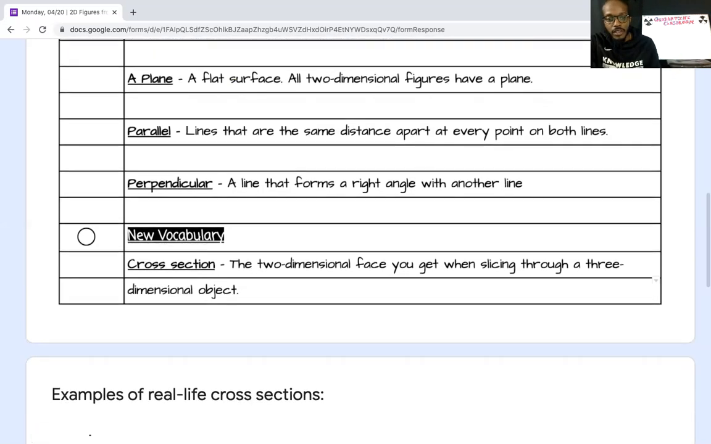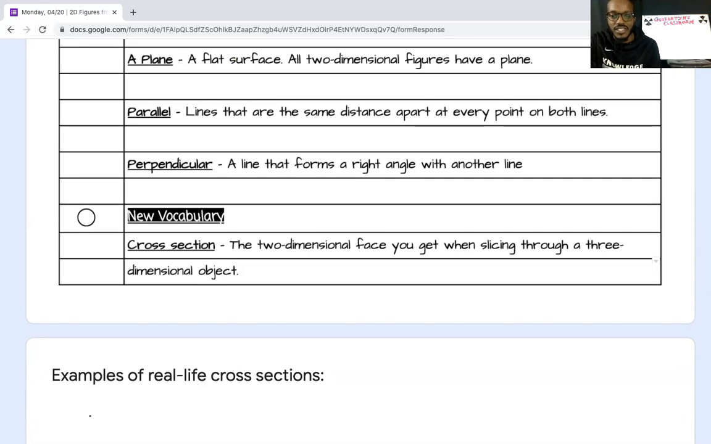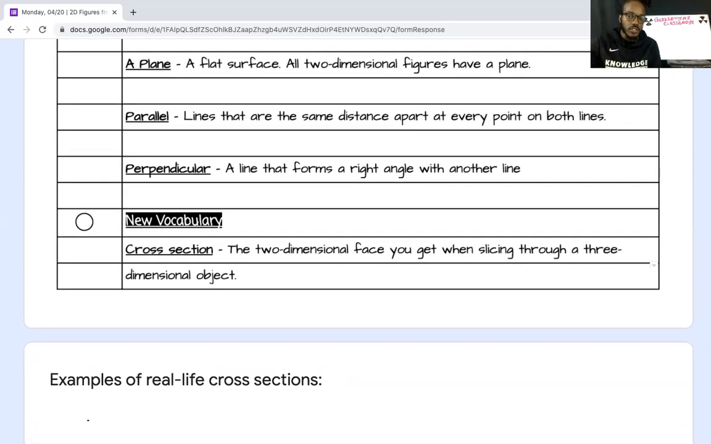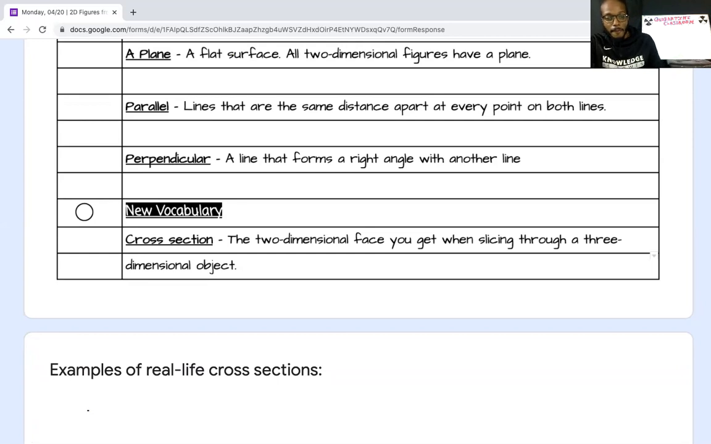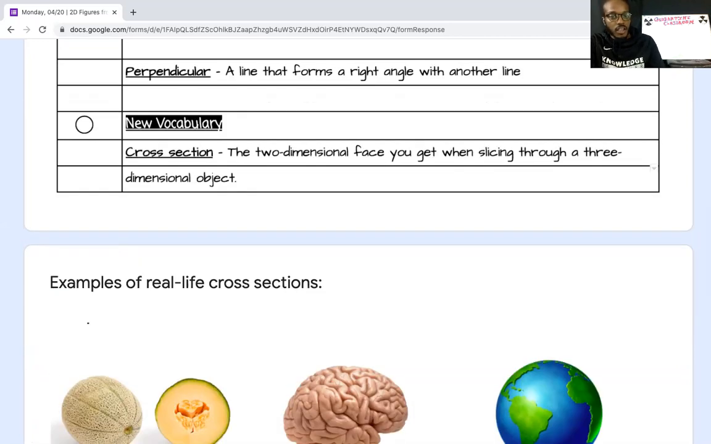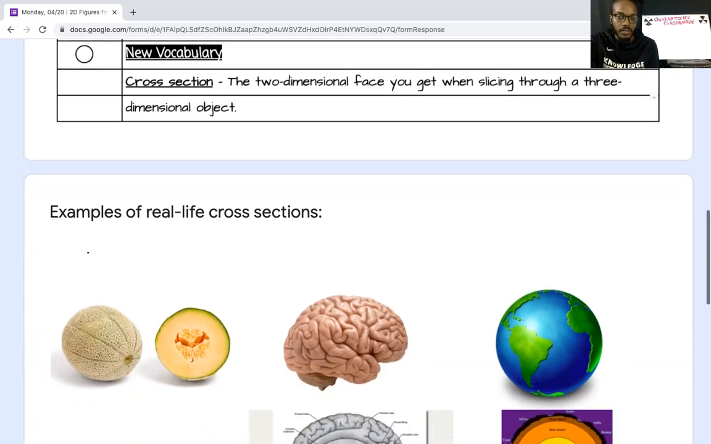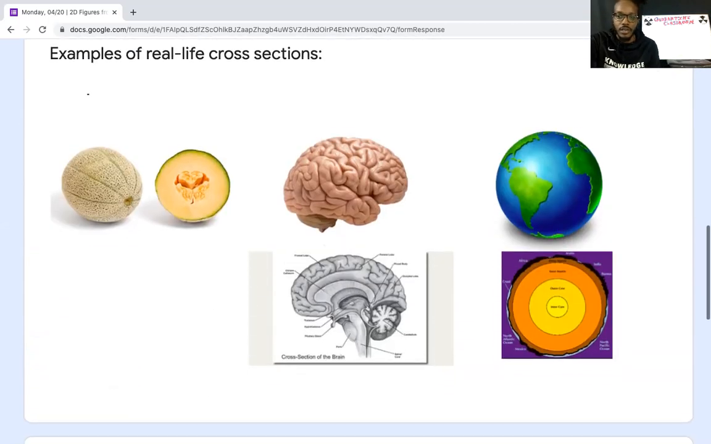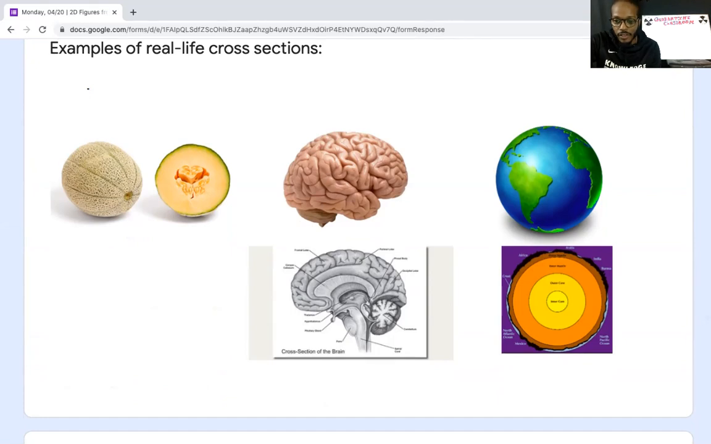The new vocabulary that we need to be familiar with is cross-section, and that is the two-dimensional face you get when you're slicing through a three-dimensional object. Cross-sections could be a number of things. Here's an example: if we were to slice the earth in half, we would have a circle as its cross-section, and we would also be able to see the layers.